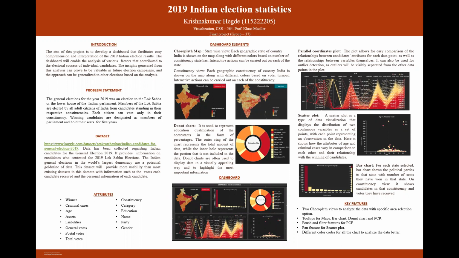While looking for data sets, I found different data sets, but I found this one to be really interesting. I chose this data set from Kaggle, and these are the attributes I have used for visualization. Coming to dashboard elements, I have used choropleth map, donut chart, parallel coordinates plots, scatter plot, and bar charts that I'm going to show now.